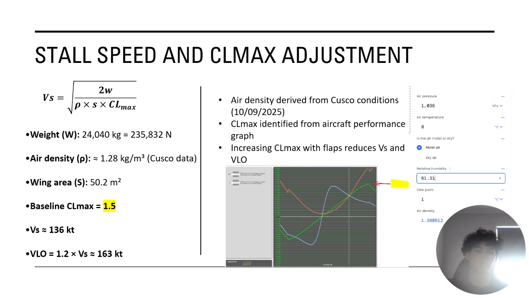By adding flaps, however, we increase the maximum lift coefficient. With flaps deployed, the stall speed dropped into the 130 to 140 knot range, while the liftoff speed came down to around 160 to 170. This demonstrates the trade-off. Flaps reduce the liftoff speed, which helps with runway performance. They also add drag, which slows acceleration. So there is an optimum setting. In our simulation, around 20 degrees of flap gave us the best balance.